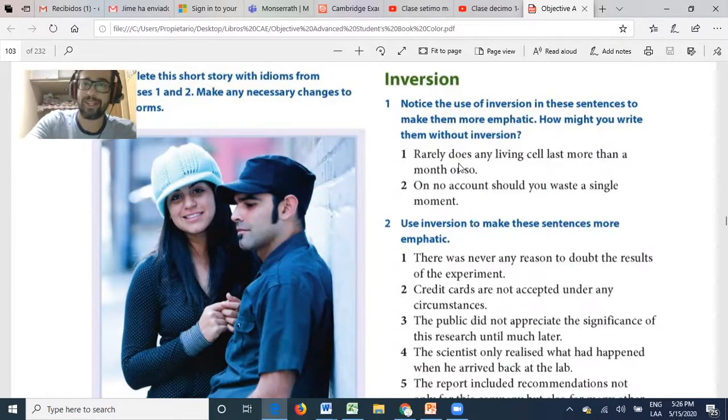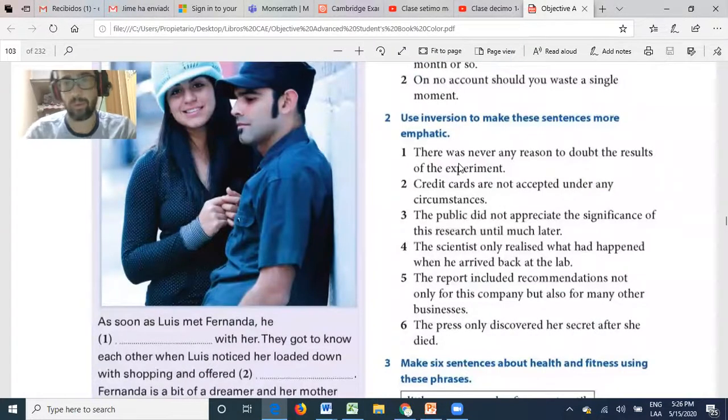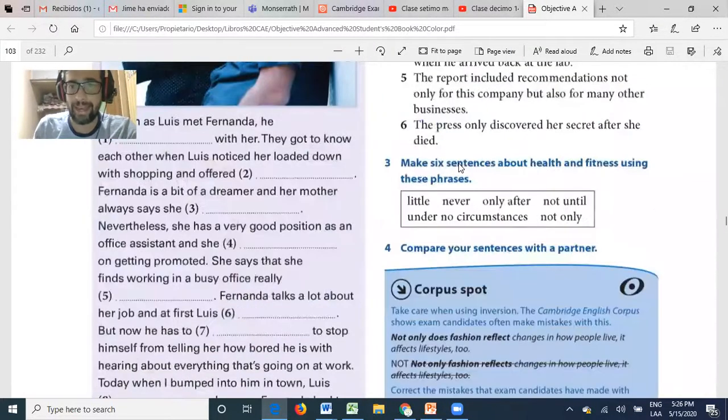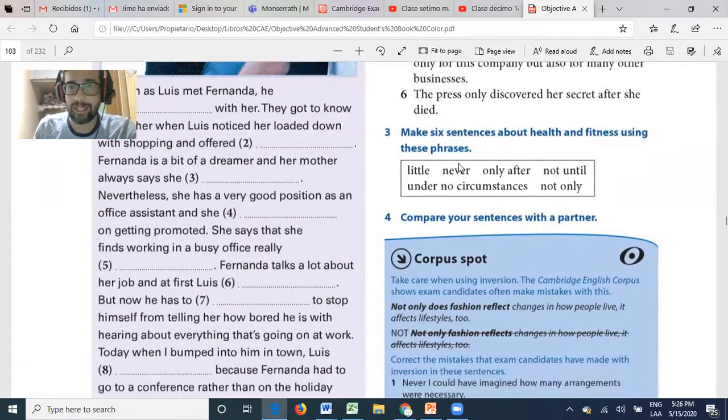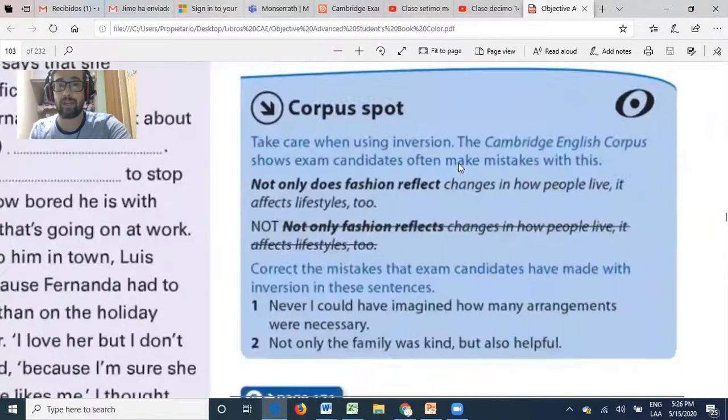Okay, well, interesting exercise. Then part 2, use inversion to make these sentences more emphatic. And part 3, make 6 sentences about health and fitness using these phrases. And of course, it says compare your sentences. Well, you can compare them or you can send them to me if you want so that we can also check them. But remember, the corpus spot is very, very important for you to do.